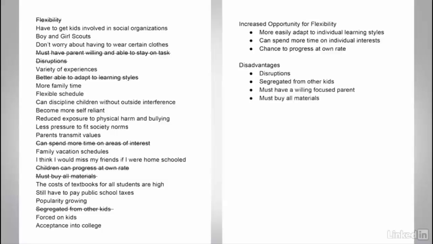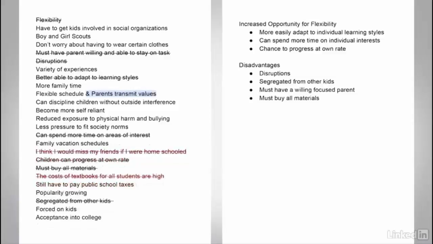Some items on the list will be dropped. Maybe the cost of textbooks for all students is high. And your personal opinion about homeschooling. The ideas of more family time and the possibility of more varied experience might be combined. But more specific research will be needed to provide examples and specifics. And later you may decide to tweak your original groupings. But at least you have a starting point.